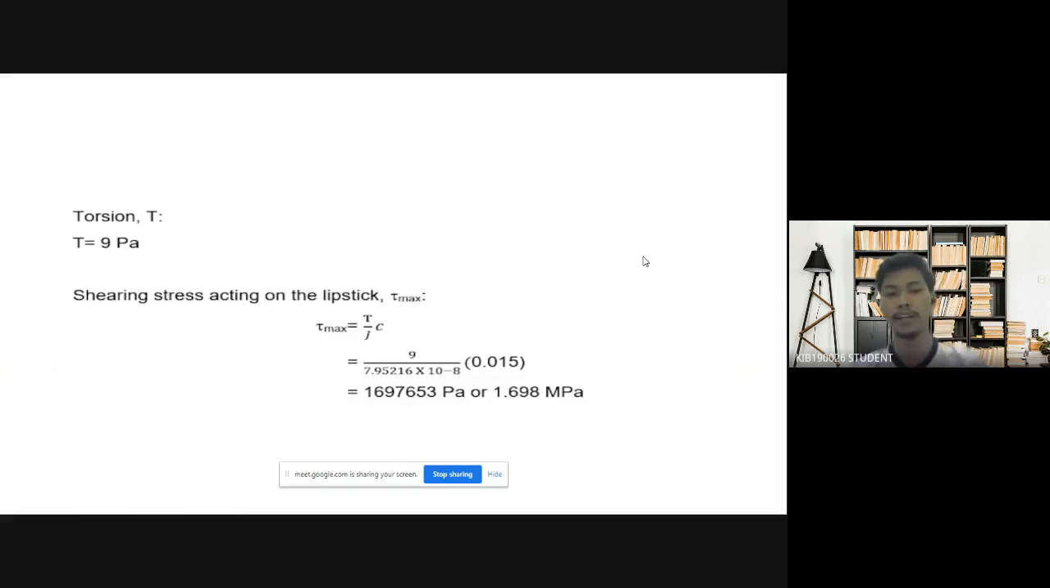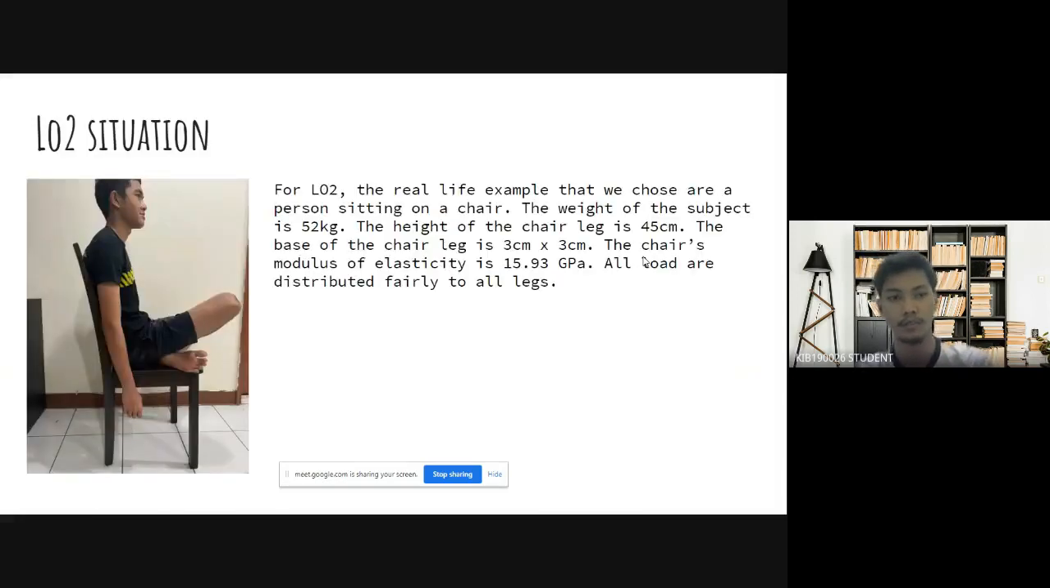Okay, so imagine that the torsion acting on the lipstick is 9 Pascal. To find the shearing stress, we use the formula T over J multiplied by C. So just insert the amounts and we get the shearing stress of 1.698 megapascal. Okay, that's all for situation 1.